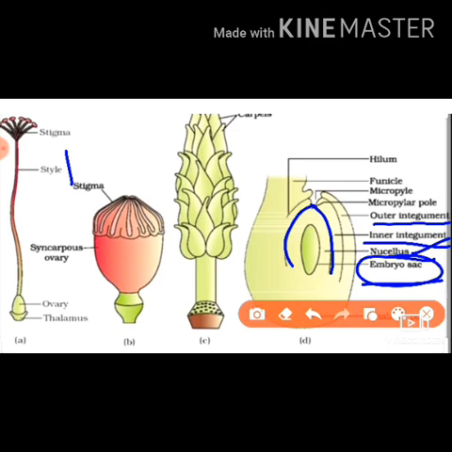Apart from this, it contains two poles or two ends. The upper end we call the micropyle, and the lower end we call the chalazal end. And along with that, it contains the funicle. It is a stalk-like structure which is attached to the placenta. Then this funicle and the body of the ovule are attached at a point, and that region or area we call the hilum.